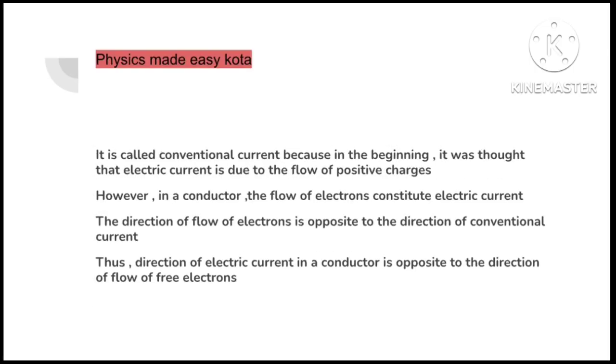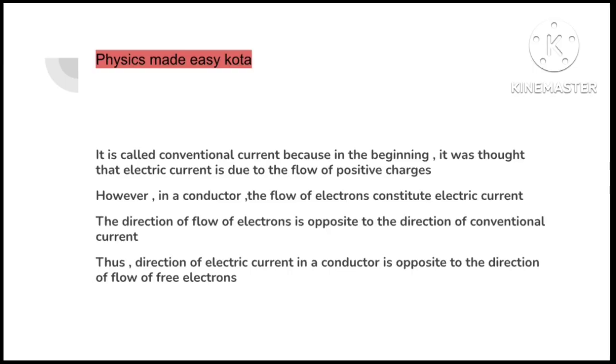There is a story behind calling it conventional current, because in the beginning, that is before the invention of the electron, it was thought that electric current is due to the flow of positive charges. However, in a conductor, the flow of electrons, which have negative charge, makes up the electric current. So the direction of the flow of electrons is always opposite to the direction of the conventional current. Thus, the direction of electric current in a conductor is taken as opposite to the direction of the flow of the free electrons.